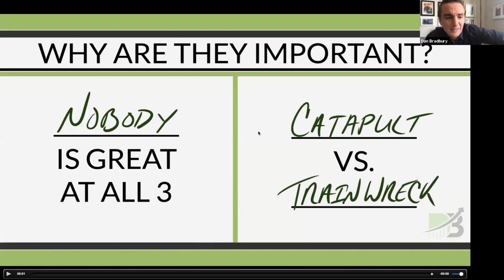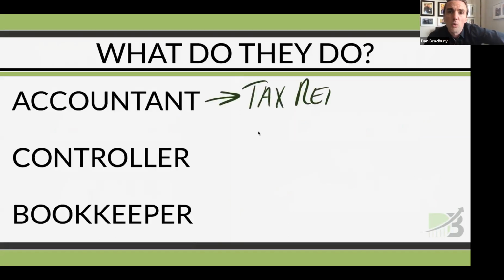Because these roles are different, which we're about to talk about, the ins and outs of each role, if you try and get the same person to do all 3, you tend to get somebody that is mediocre at all of them, or worse, they pretend they're good at one of them, but they're actually terrible at another one, and you end up in a train wreck situation. You end up with a tax investigation, or you end up running out of money. So what do these roles do?